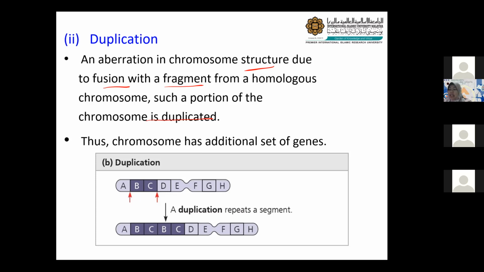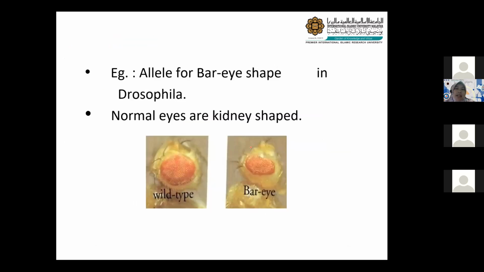So you can see this segment B and C duplicated. Alright, so what you can see is A, B, C, B, C, D, E, F, G, H. So the chromosome has additional set of gene. Okay, right. So this is duplication. Okay, apa kesan dia? Alright, example, this duplication happen in Drosophila. Lalat, fruit fly, lalat buah.